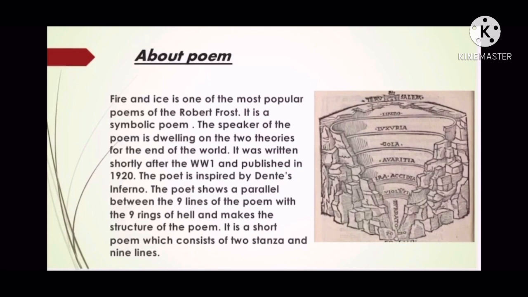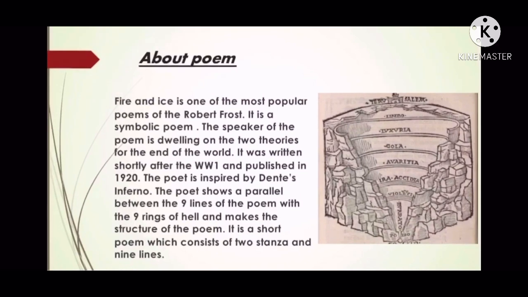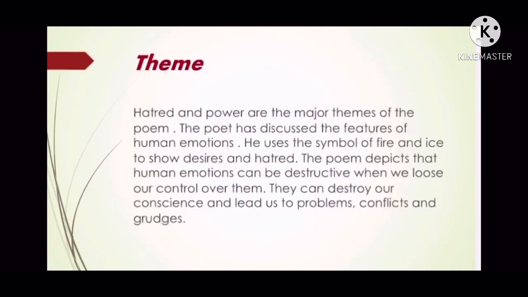It is a short poem which consists of 2 stanzas and 9 lines. Here Dante is an Italian poet and Inferno is an epic poem. In Inferno, the poet has described his journey through hell. Hatred and power are the major themes of the poem.